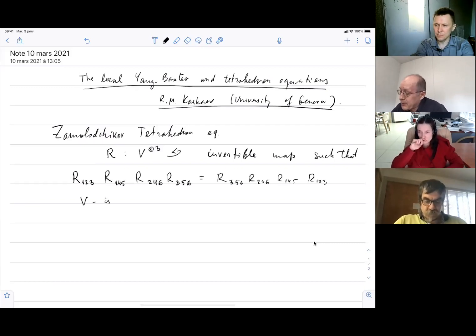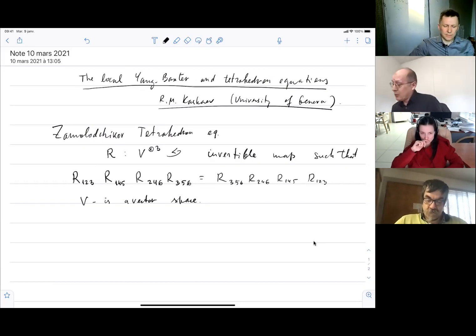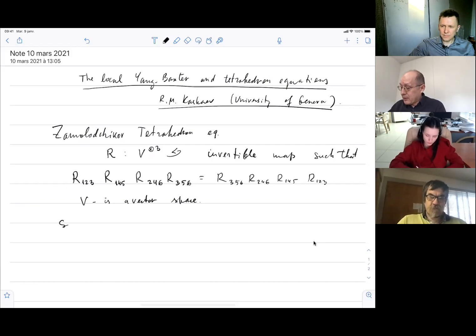V is a vector space. Maybe finite dimensional, maybe infinite dimensional. Here we don't specify this. Typically, in interesting cases, it will be infinite dimensional. And another thing is the set theoretical version of it, the set theoretical form. So it looks like the one written here.